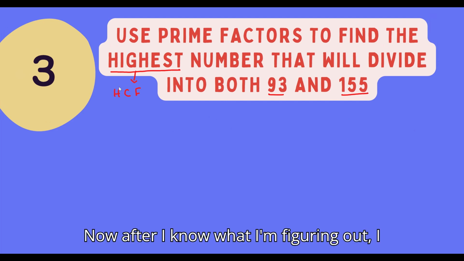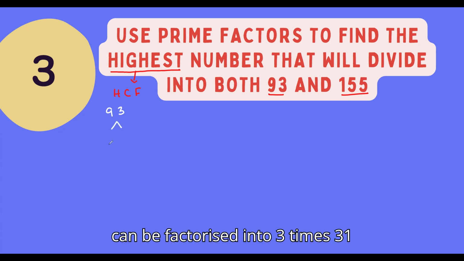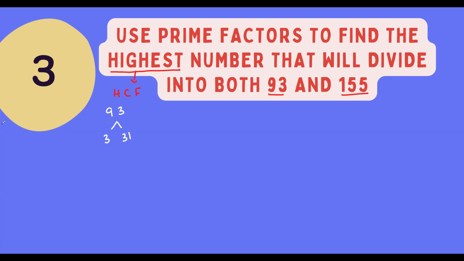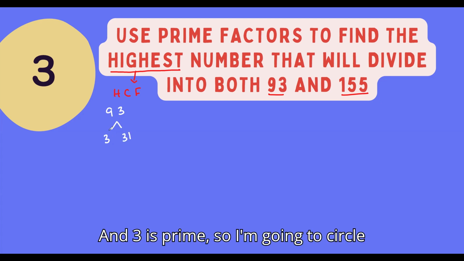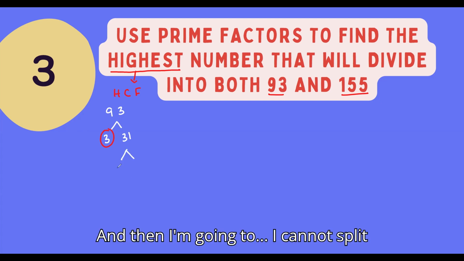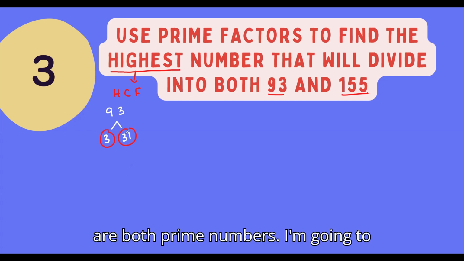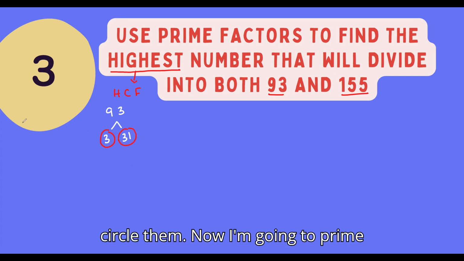Now, after I know what I'm figuring out, I can start by factorizing. So 93 can be factorized into 3 times 31, and 3 is prime, so I'm going to circle it. And then I cannot split 31 any further, so that means that 3 and 31 are both prime numbers. So I'm going to circle them.